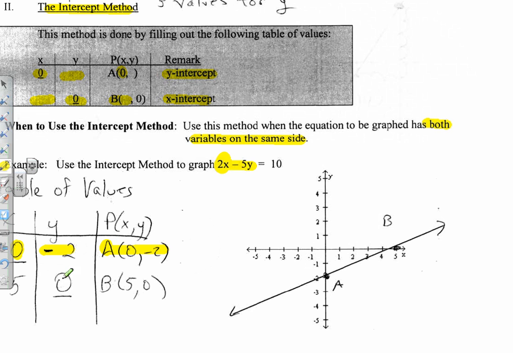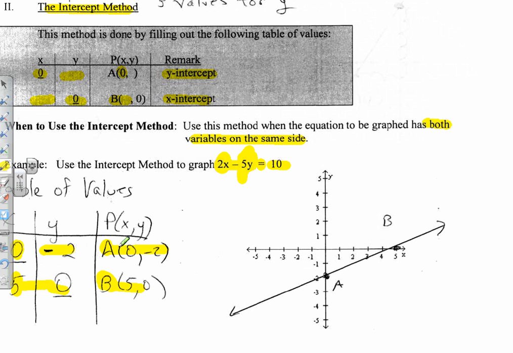Then I turn around, and like the table says, I put 0 in for y. It's in the y column, so I put a 0 here. That gets rid of this term, and I'm left with a simple equation, 2x equals 10. Divide both sides by 2, and you see that x has to equal 5. So I put the 5 in the x column right next to the 0, and then I form this ordered pair, 5 comma 0, which I label B.